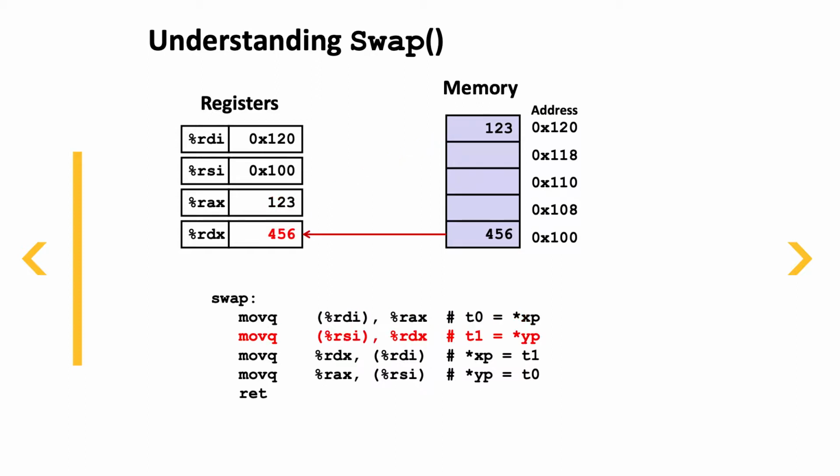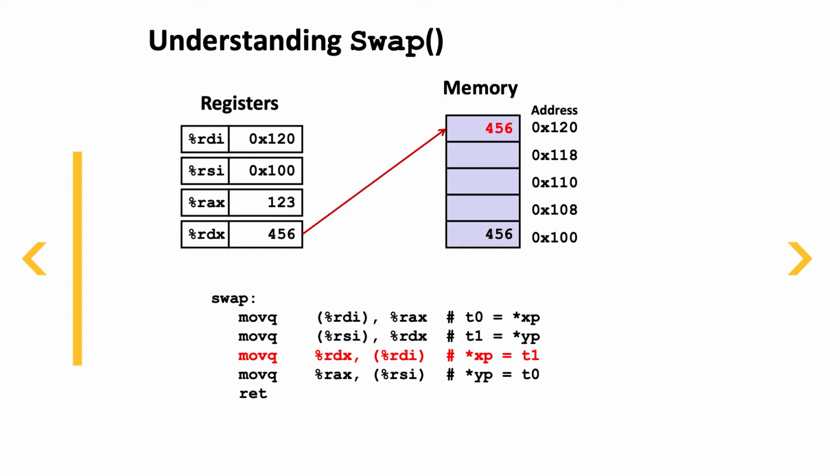For the next line, we do the same idea, right? We take a look, we see, oh, we have these parentheses, and we've got RSI inside them. That means we're going to take a look at what's in RSI. That's hex 100. And the parentheses mean, oh, let's go to that address in memory. We see that that has the value 456 stored at that location. So we move it to the destination, which we specified, which is the RDX register. So now the register RDX has the value 456.